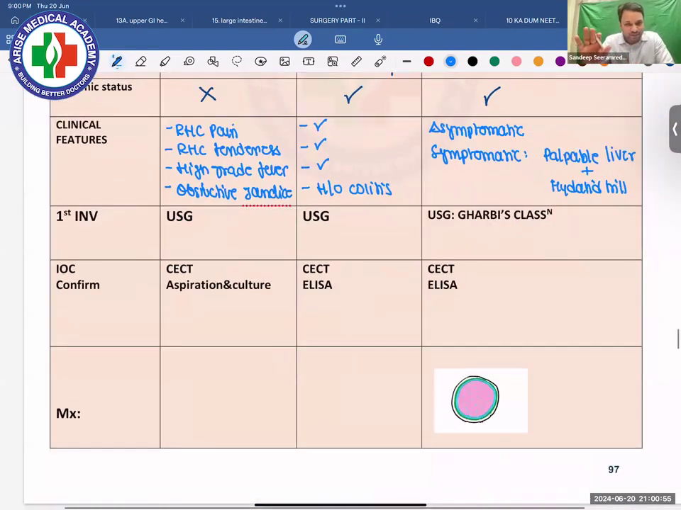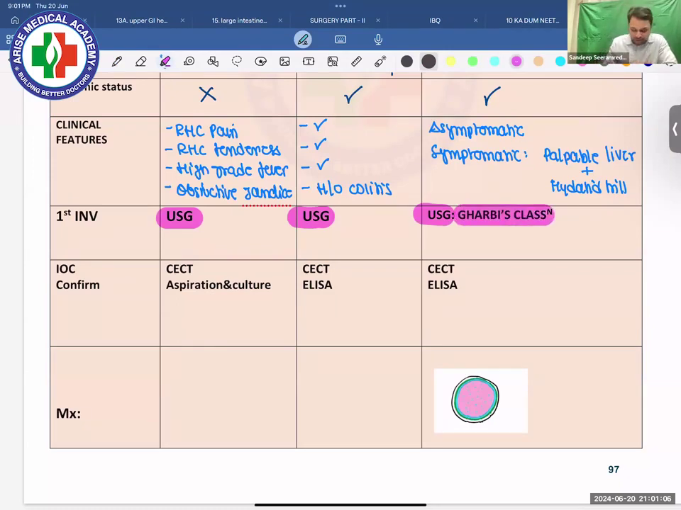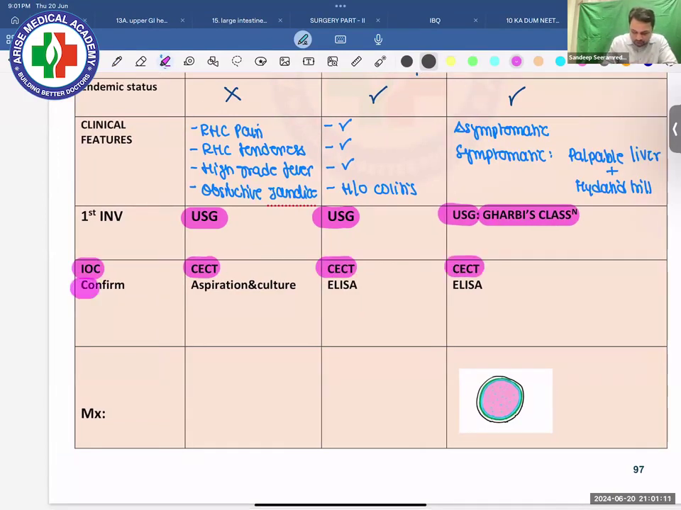The first investigation remains ultrasound. We have already marked it across here. For all, it is ultrasound. Remember, the classification for hydatid cyst on ultrasound is called Gharbi's classification. The investigation of choice is going to be CT for all three. For confirmation, aspiration and culture for bacteria, the other two are going to be ELISA.